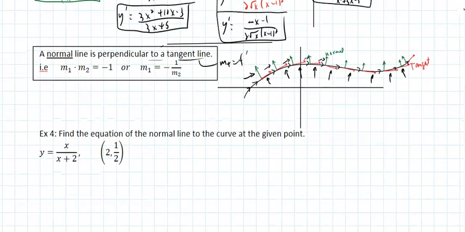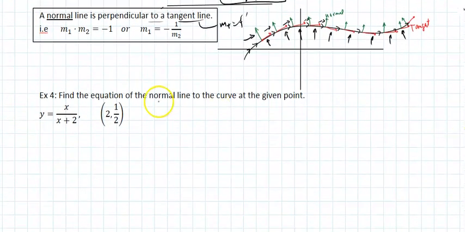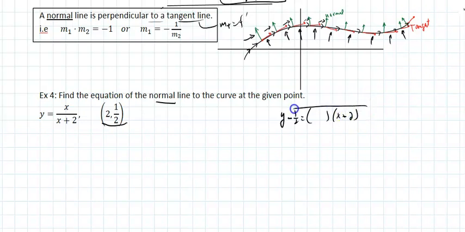So on the next example, it says find an equation of a normal line. Well, I know how to find an equation of a line. I'm given a point, y minus y1 equals m into x minus x1. Well, guess what? I'm almost done. The only thing missing is the slope, and that happens all the time. How do you find the slope?